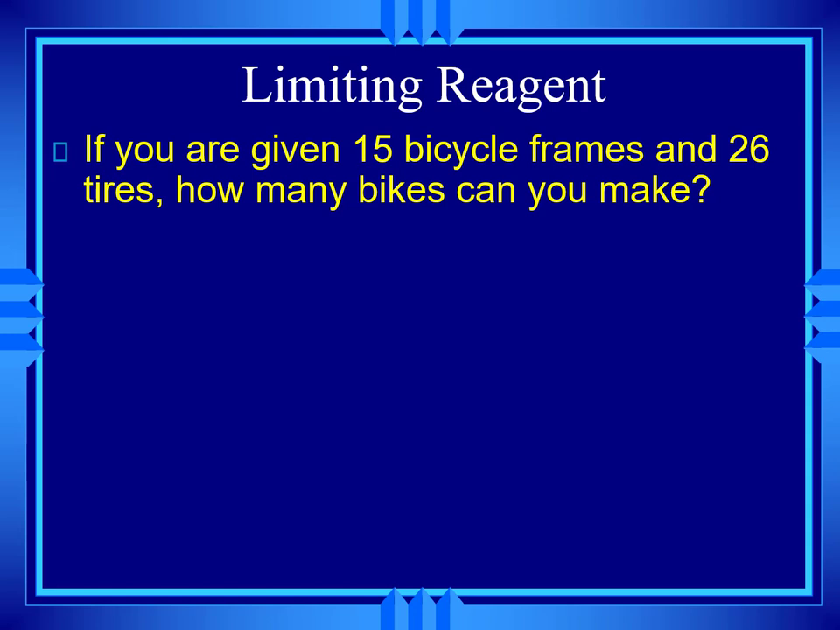Does that sound logical? Well, the same thing happens in a chemical reaction. It has two reactants. If there's two reactants and they tell you about both of them, you don't know which one you're going to run out of first. And once you run out of one of them, everything stops. You stop making bicycles when you ran out of tires. You're going to stop making chemicals when you run out of one of the reactants. That reactant you run out of is called the limiting reagent.